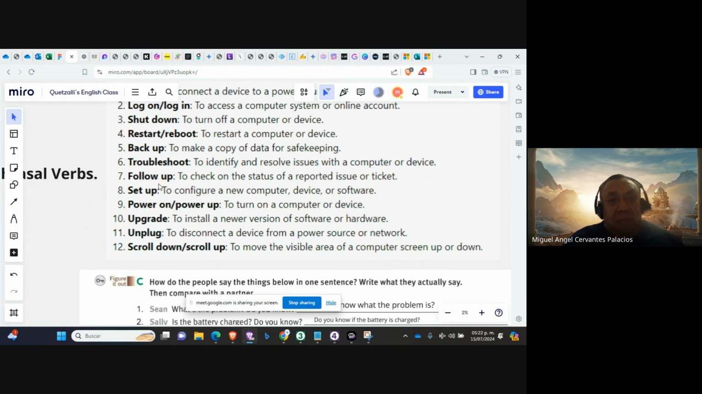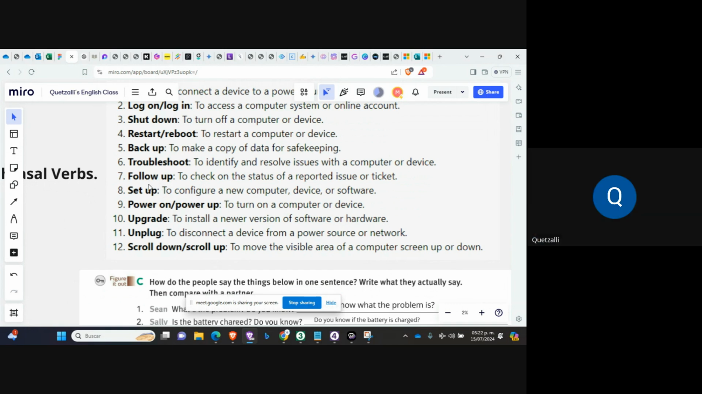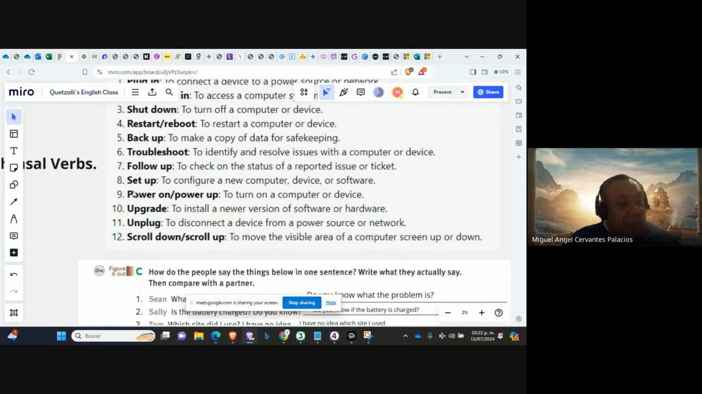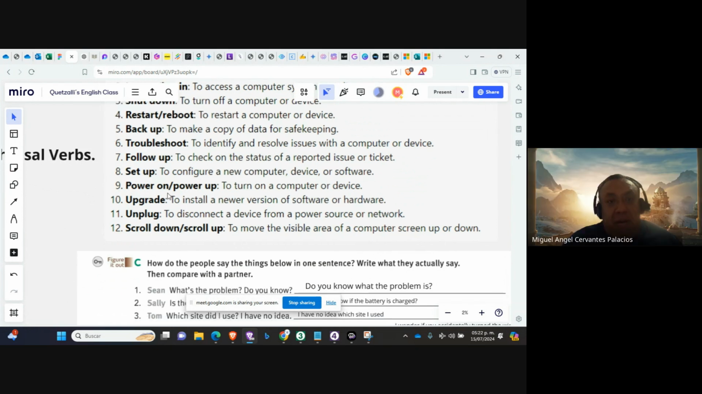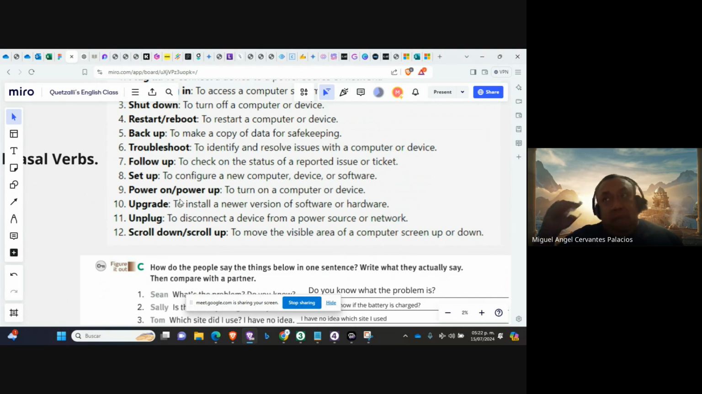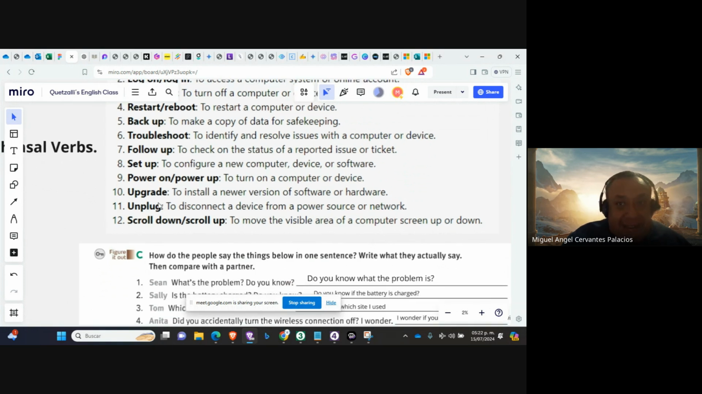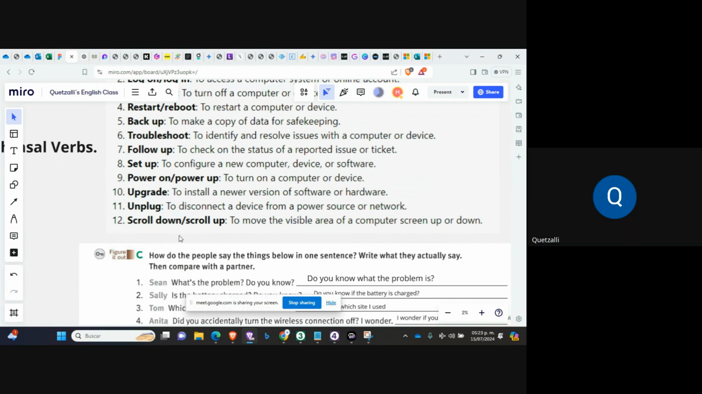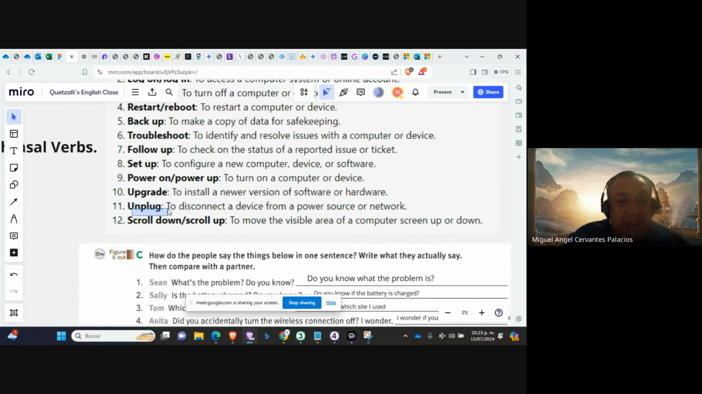Follow up es hacer acompañamiento, dar un seguimiento. Setup es configurar. Power on, power up, son lo mismo. Eso es encender un equipo, encender una computadora. Upgrade, mejorar o actualizar. Unplug, desconectar.